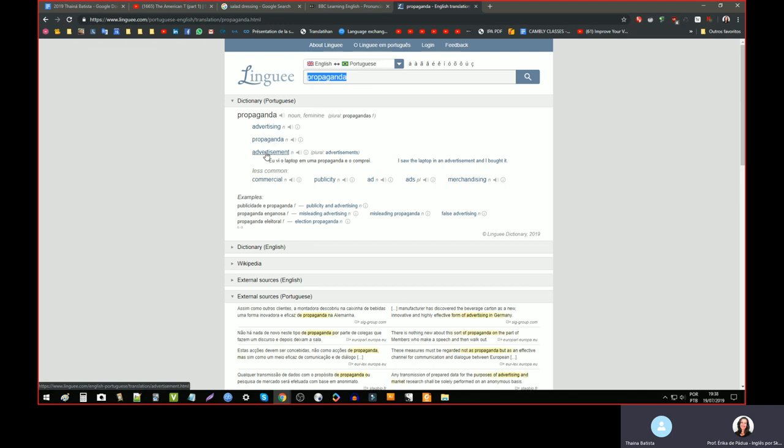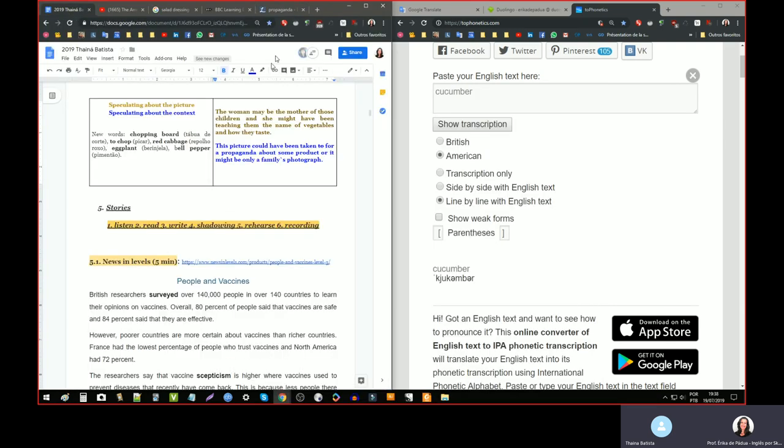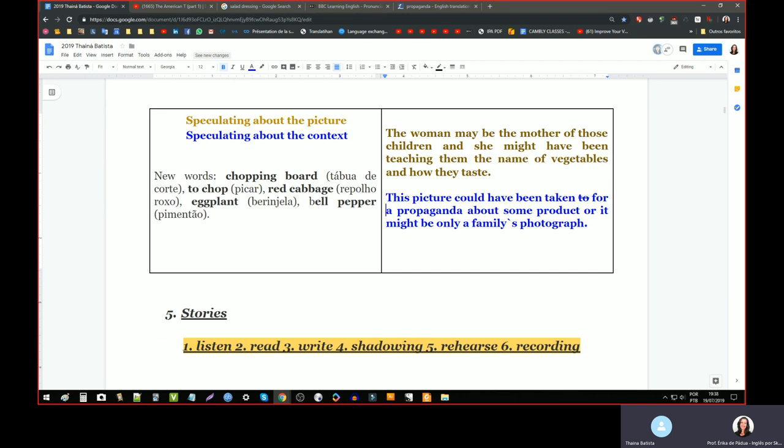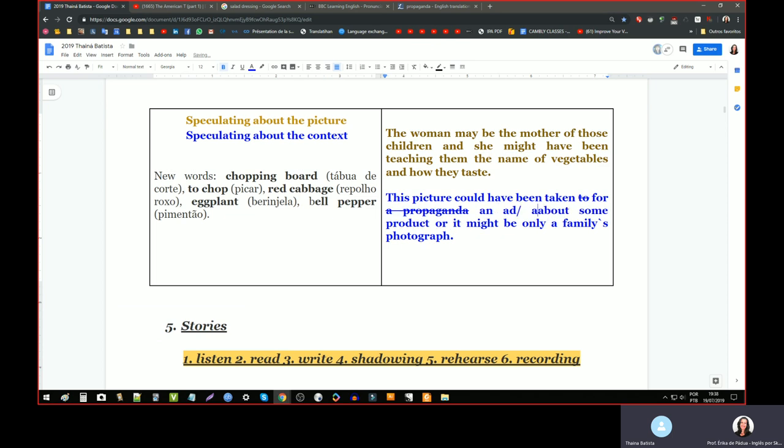So, you have advertising, advertisement, or commercial. If it's on TV, it's a commercial. So, here, it would be better to say it could have been taken for an ad, okay? For an ad, advertisement about some product, or it might be simply, I would say simply, if your idea is to say there is no big objective behind it. Only is okay, but simply is an option, okay? Simply a family's photograph. Nice.